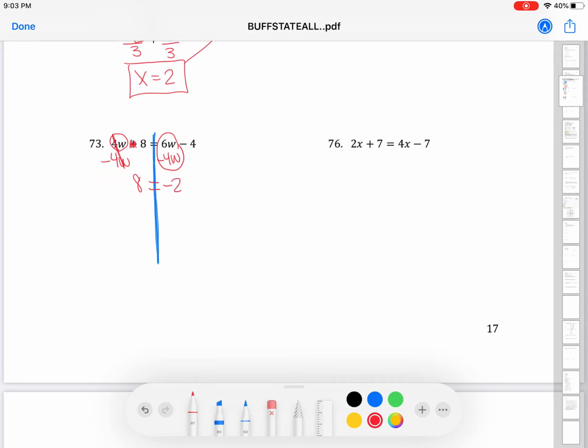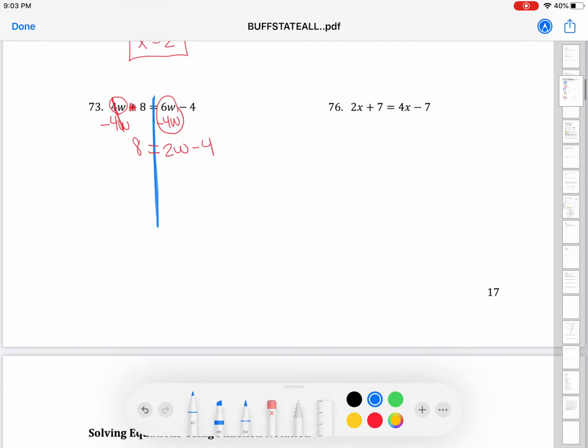It's a positive 8, so you don't have to bring down that plus sign. The equal sign comes down. When I combine these, 6W minus 4W is just a positive 2W. And I bring down the minus 4. Okay, I'm in that basic form. Even though they're flip-flopped, I'm still in that basic form.